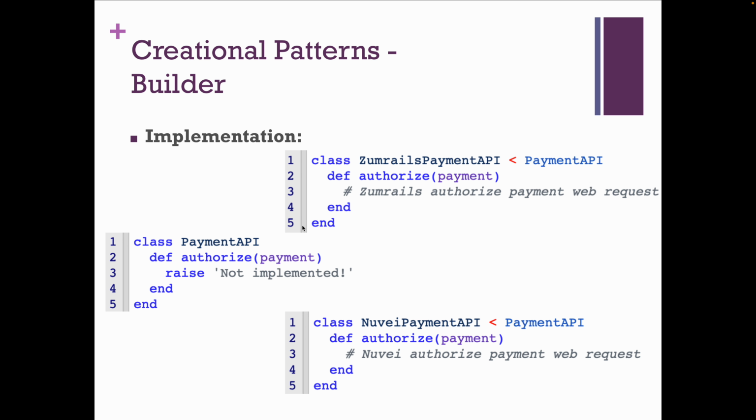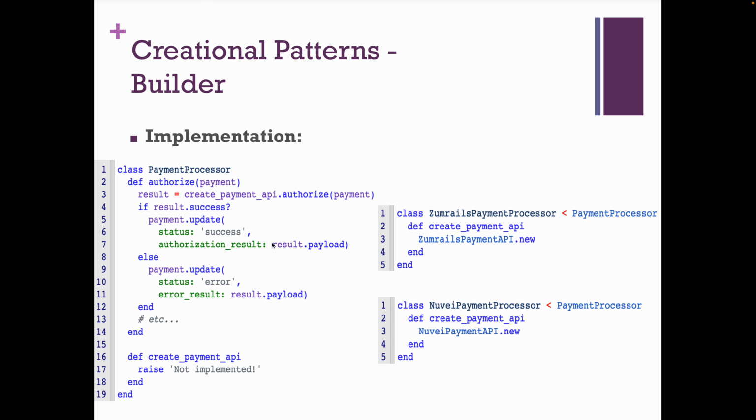So these are the APIs, for example, and then these are the classes that build them. So they have a create payment API, and here it builds a Zoom Rails payment API. Here it builds a Nuvei payment API. Very basic stuff. It just overrides this. It's not implemented in the superclass, but it's implemented on the subclasses.